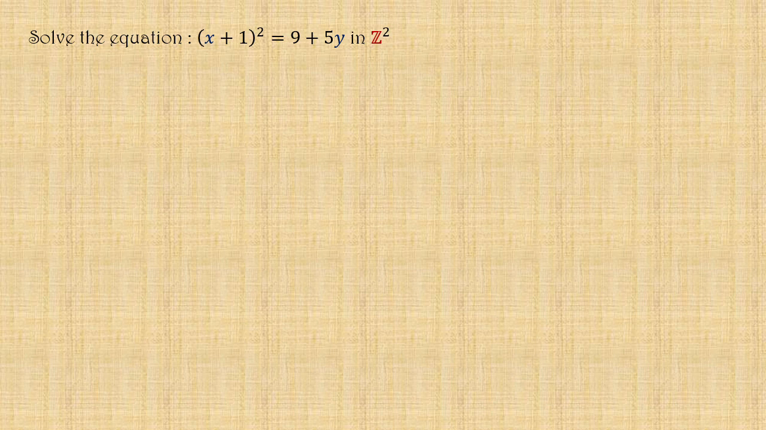Can you find out the integer values for x and y, such that (x + 1)² would be equal to 9 + 5y? Let's see how to do this. We will solve this equation by going through two steps.